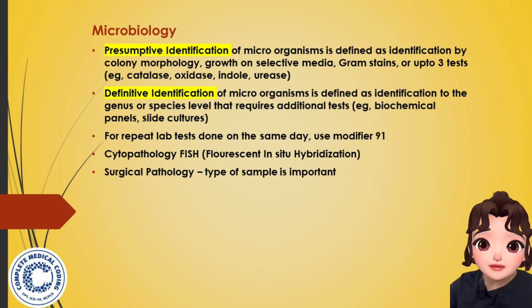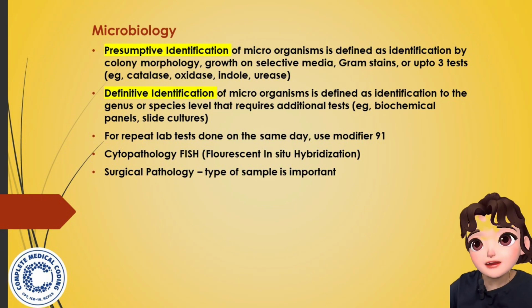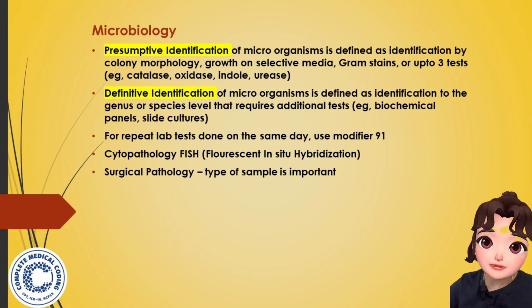What do you mean by definitive identification? Definitive identification of microorganisms is defined as identification to the genus or species level that requires additional tests. Apart from presumptive, additional tests are required. Okay. For example, biochemical panels, slide cultures, culture test, all those things. That's it.